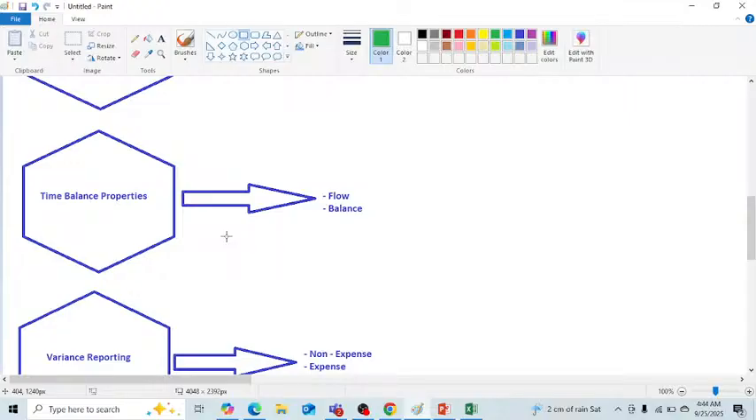In the earlier sessions we have discussed the difference between flow and balance. So it doesn't add the months together. That is the difference between flow and balance. Flow adds up, it contributes to the aggregates and adds the previous numbers, but balance takes the last month.